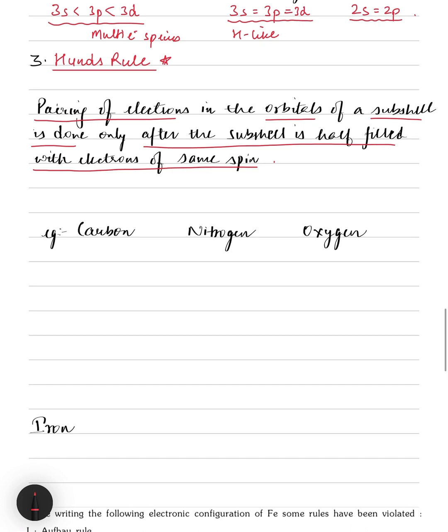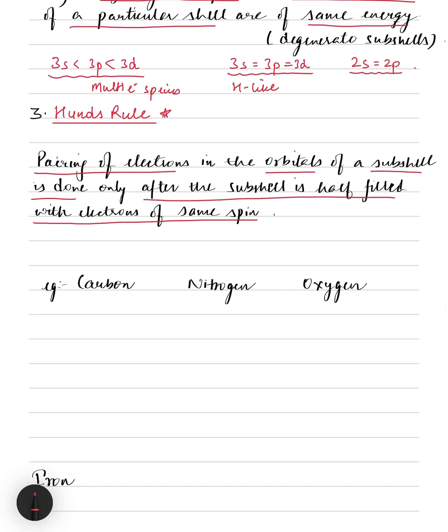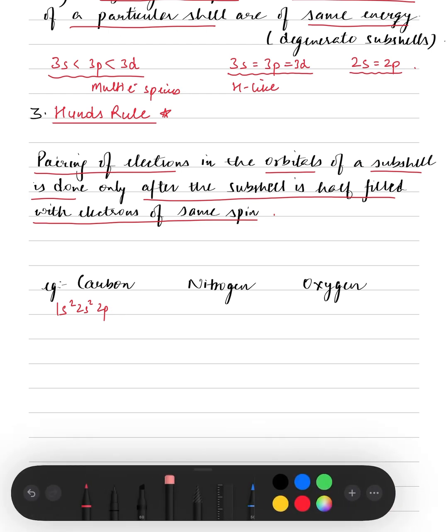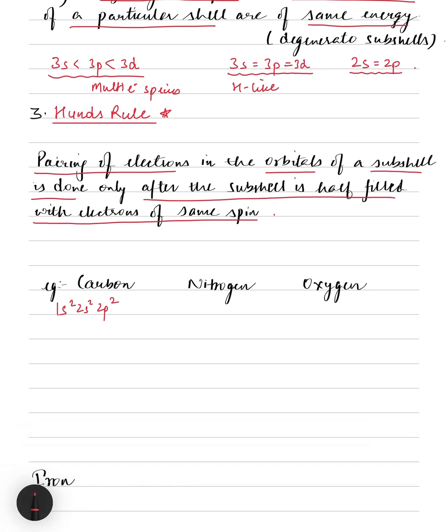To understand this, let's try to write the electronic configuration of three elements: carbon, nitrogen and oxygen. Now carbon is 1s2, 2s2 and 2p2, right? 1s2 is fully filled, 2s2 is also fully filled, remaining is 2p2. That means the 2p subshell has 2 electrons. So when we write the 2p2, this is how we do it.